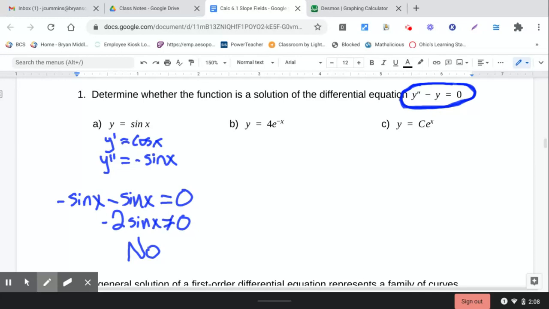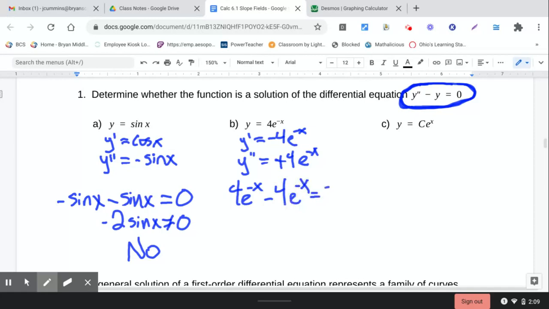Let's try the next one. We have y equals 4e to the negative x. The first derivative is going to be 4e to the negative x, and then we've got a chain rule, so it's going to be negative 4e to the negative x. Second derivative, again, it's going to be negative 4e to the negative x, but then you have a chain rule, so it becomes positive. And so now we're going to plug that in. So first, the second derivative, so 4e to the negative x minus y. So y is 4e to the negative x, and we want to know, does that equal 0? Which it does. So this is a solution. Okay, this function is a solution to this differential equation.